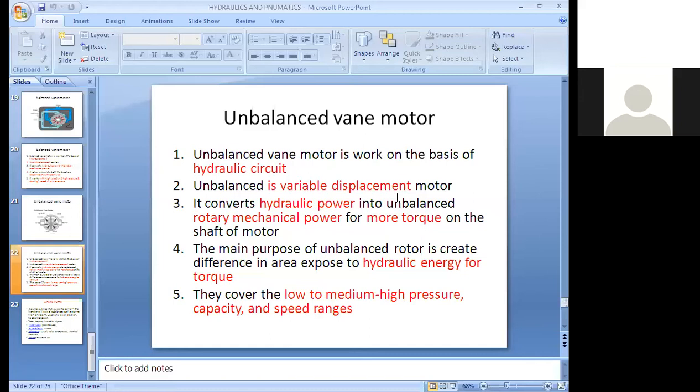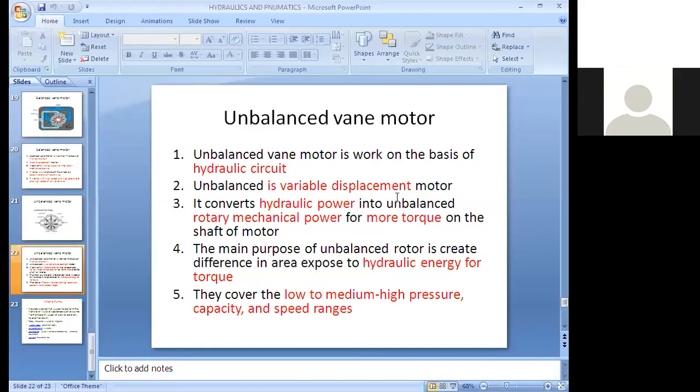Unbalanced vane motor works on the basis of a hydraulic circuit. I think this point is clearly understood, and there is no need to explain it. Coming to the second point, the unbalanced vane motor is a variable displacement motor, that is, not a positive or fixed displacement motor.